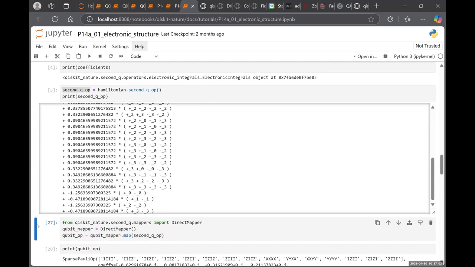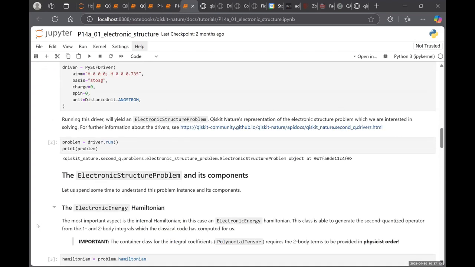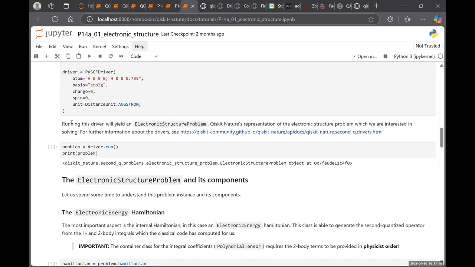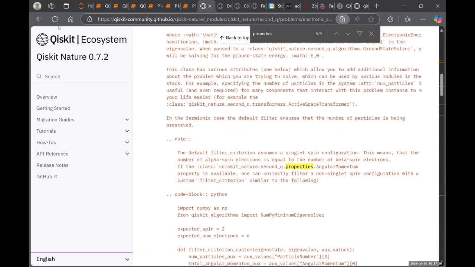Okay, any questions? Any questions? I introduced this so that if people are more interested in presenting this electronic structure calculation, then they can go look up more. Okay, so this is Qiskit-Nature.